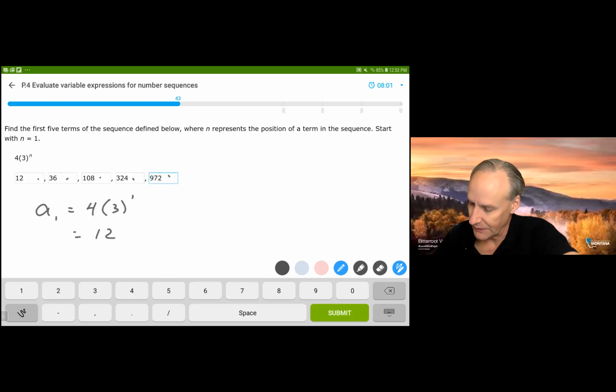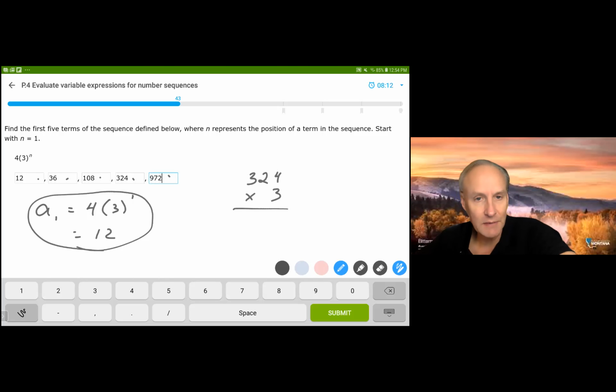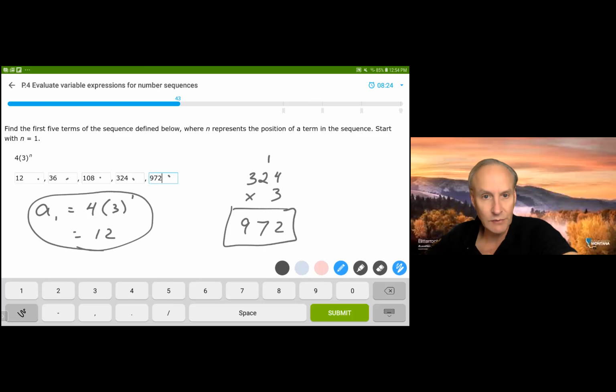If you want to see the multiplying, we'll do it on the side. 324 times 3. Now we could have gone and put these into our calculator and gone through all the rigmarole, but I'm hoping you guys can see how this works. 3 times 4 is 12, write the 2, carry the 1. That's 6, and 1 more makes 7, and 3 times 3 is 9, which is my 972. Each time we're multiplying by 3, okay?